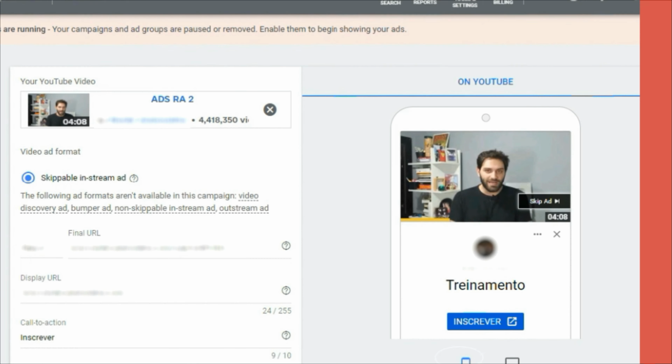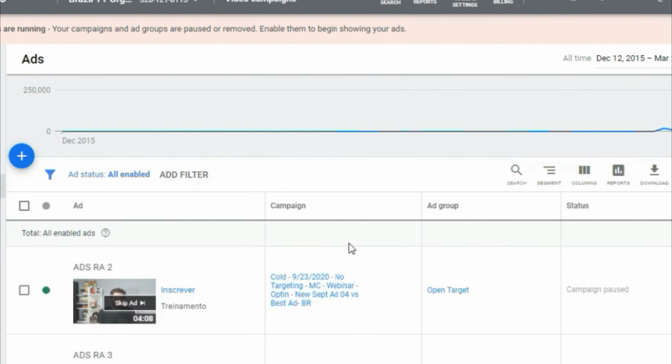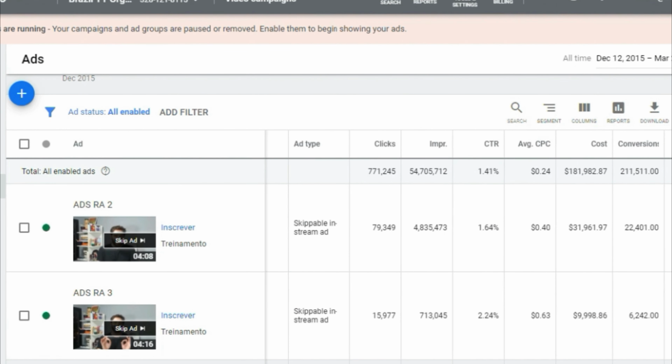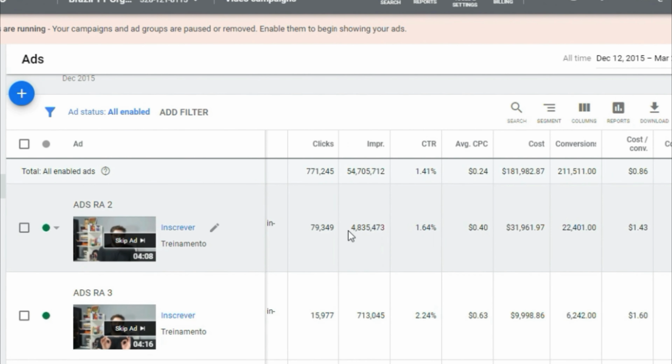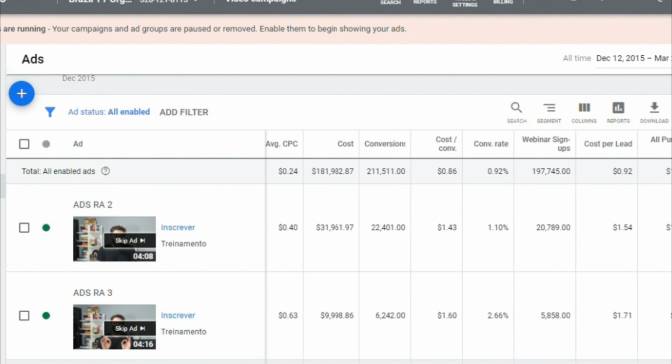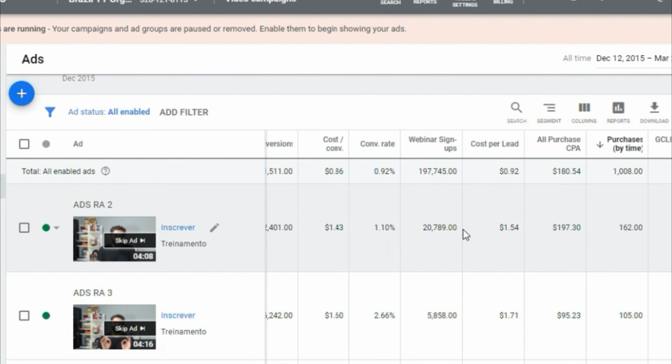I mean, I can show you inside the dashboard here. So bear with me. Okay, it has over 4 million views. We have the ad, right? This is the same ad that you guys just seen here. And look at the number of impressions, 4.8 million. We've actually spent $31,000 on this ad, and that generated us 20,789 webinar signups. Cost per lead was $1.54, and we had 162 purchases from this ad alone.